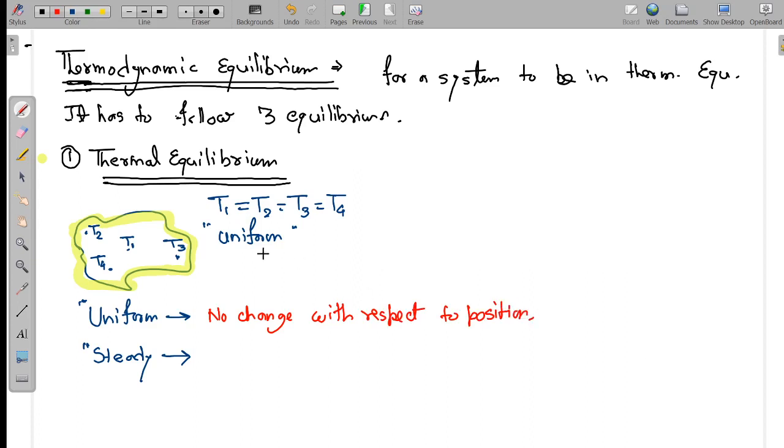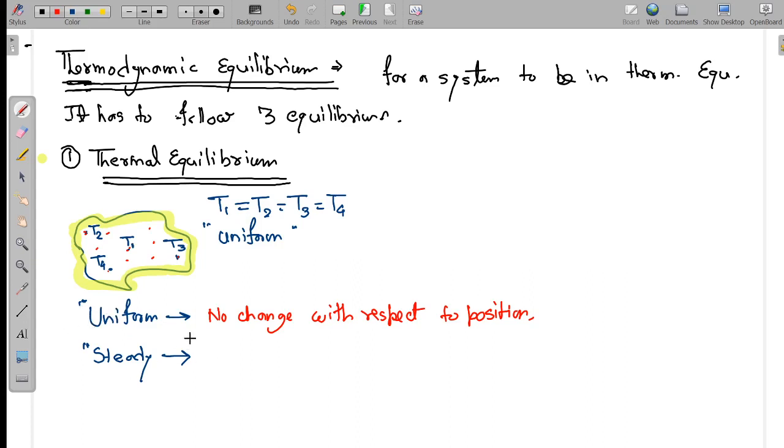What do you mean by position? It means if I am changing my position, I am measuring the temperature at different positions of my system. The temperature should be the same, or any property. If I am saying any other property is uniform, the value of that property should be the same throughout my system. Then I can call that the property is uniform.